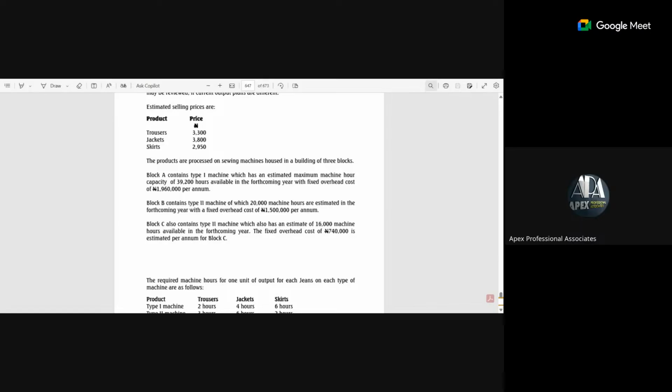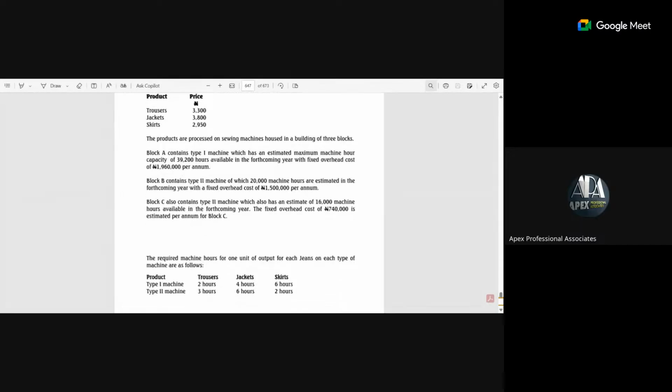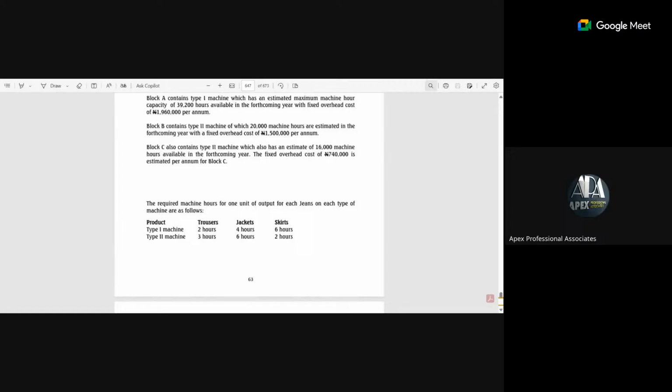For block B contains type 2 machine, of which 20,000 machine hours are estimated in the forthcoming year, with the fixed cost of what? 1,500,000 per annum. So also we have block C, also contains type 2 machine. So block B and block C are using same type of machine, which also has an estimate of 16,000 machine hours available in the forthcoming year. The fixed overhead cost is what? 740,000 naira is estimated per annum for block C.